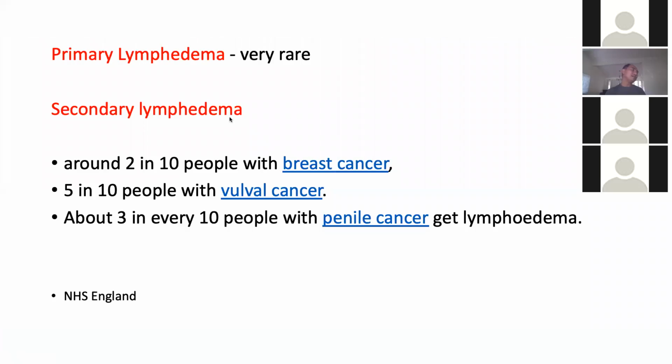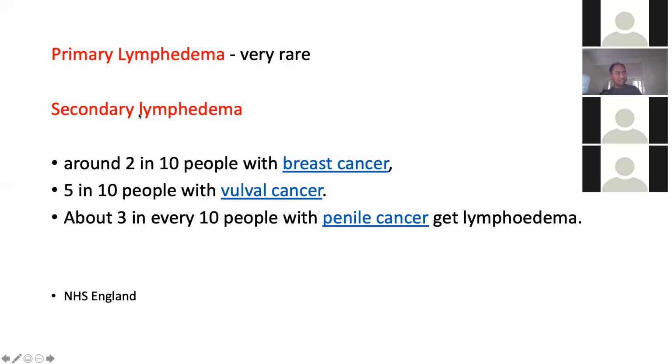So lymphedema can be primary or secondary. Primary is very rare. Primary is usually congenital. Congenital means that the person is born with that problem. They do not have a proper lymphatic system. Some of the lymph nodes are blocked, and some of the lymphatic vessels are not functioning properly. So they are born with that. That is what we call primary lymphedema.